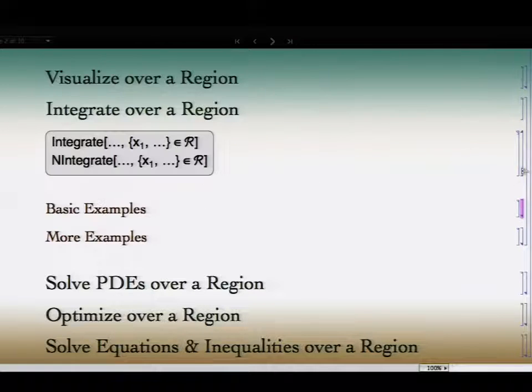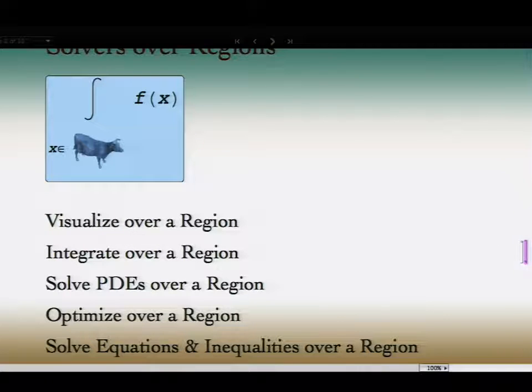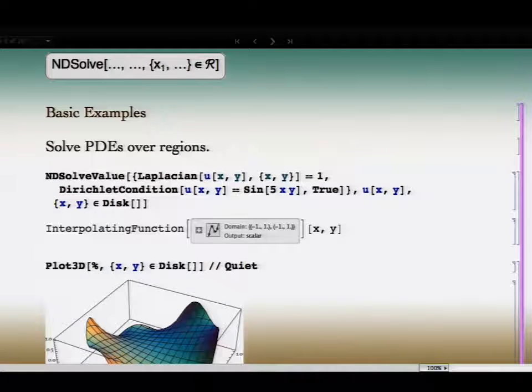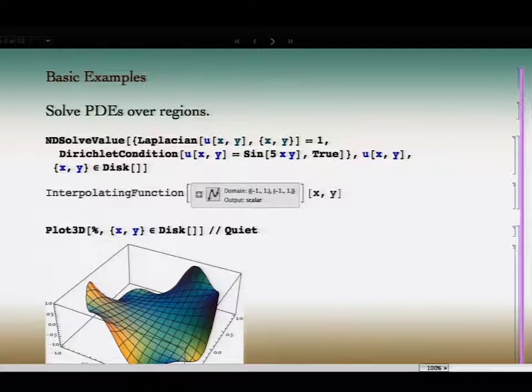So, next up, we can solve partial differential equations. Now, partial differential equations is not a typical high school topic, but I think it can be at some point. But the point is that it's no harder than the examples that you've seen up to this point that we solve over a region.